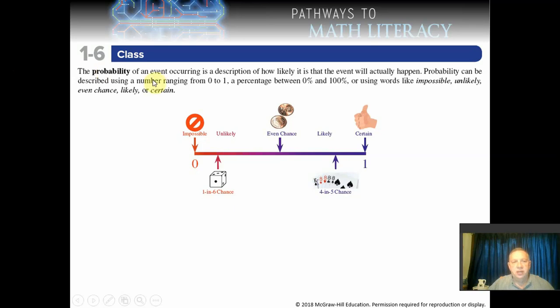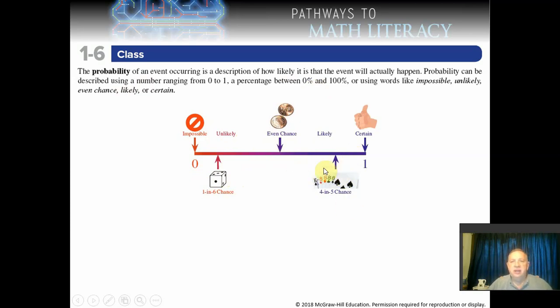So let's make it a little more precise. The probability of an event occurring is a description of how likely it is that the event will actually happen. Probability can be described using a number ranging from 0 to 1, a percentage, if you will, between 0% and 100%, or using words like impossible, 0%, probability of 0, unlikely. If I get a 3, that's a 1 in 6 chance. Well, unlikely that I could get exactly a 3. Even chance, if I flip and I wanted to do what's the probability of getting a heads, well, it's an even, 50-50, 0.5, 50% chance.